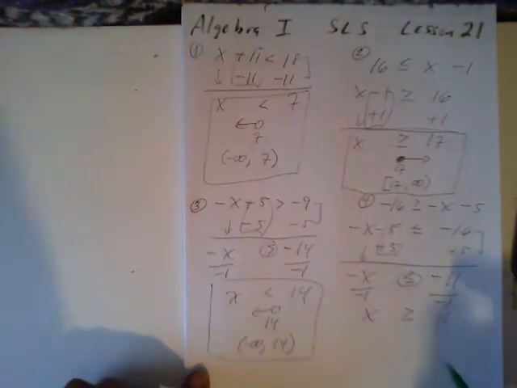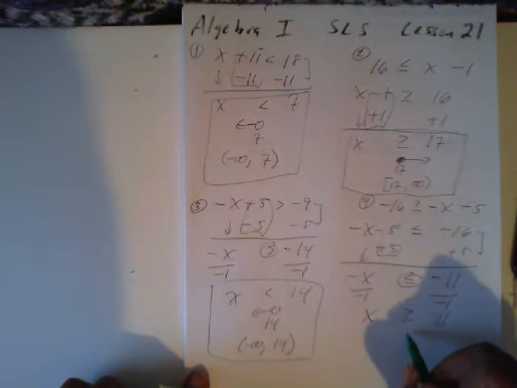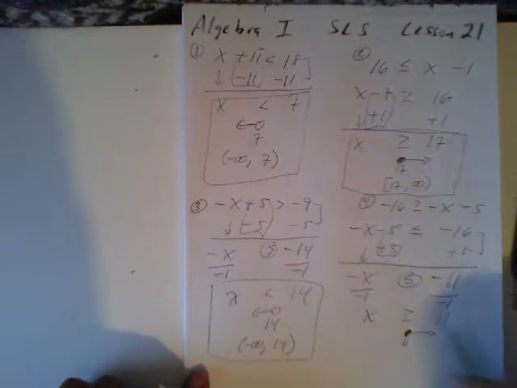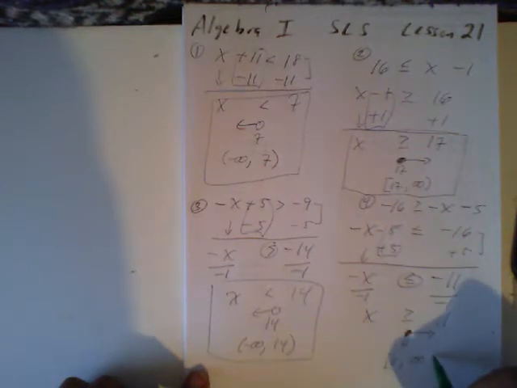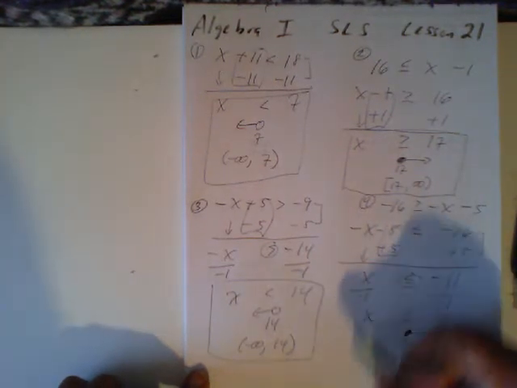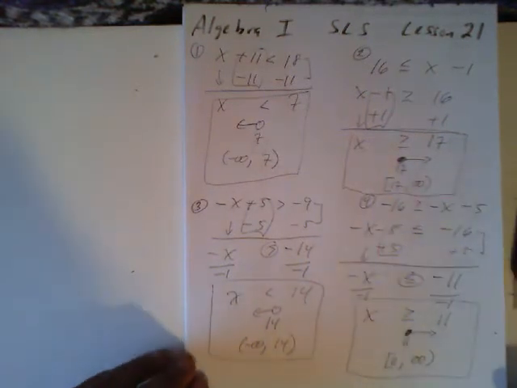Okay, now the graph for this will be a closed circle right at 11, and this will go to the right because this is greater than. Furthermore, the interval notation will be a bracket to the left at 11 and infinity to the right. So those are your three ways to write the solution.